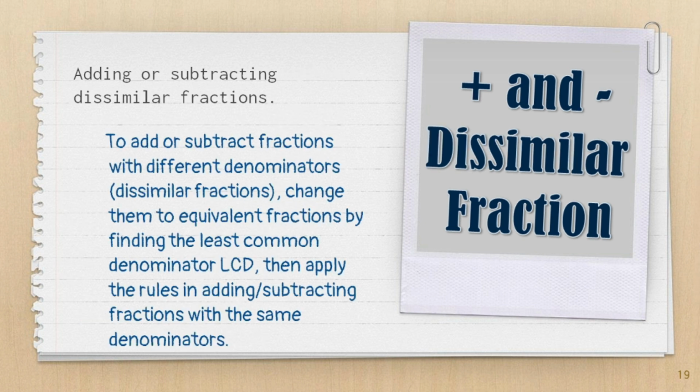So, paano naman pag dissimilar fraction? Ayan. Sabi natin kanina, ang dissimilar fraction, magkaiba yung denominator or yung numbers sa ilalim. So, for us to be able to add or subtract fractions with different denominators, change them to equivalent fraction by finding the least common denominator or yung tinatawag nating LCD. Then, apply the rules in adding or subtracting fractions with the same denominator. Ulit, ang una daw ay change them to equivalent fraction. So, paano natin siya change sa equivalent fraction? Finding the least common denominator or LCD.